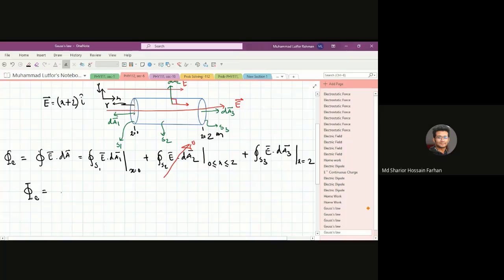স্যার কোনটার জন্য স্যার? সারফেস 1 এর জন্য, এরিয়া ভেক্টর হচ্ছে এই দিকে। সরি স্যার, এটা হচ্ছে 180 ডিগ্রি, এই জন্য এটা করতে হবে। তাহলে cos of 180 ডিগ্রি মান কত? মাইনাস 1, রাইট?